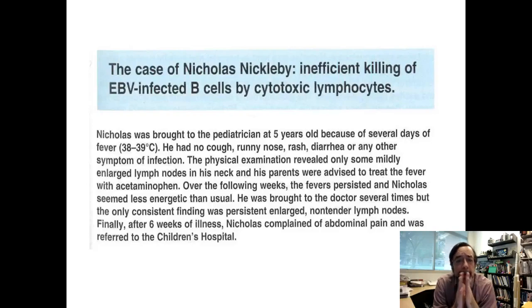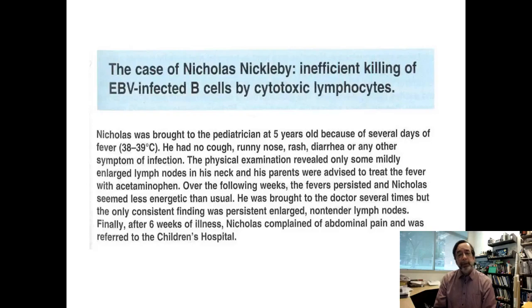So here's the case. 5-year-old Nicholas was brought after several days of high fever, no cough, no runny nose, no rash, no diarrhea, no other symptom of infection, just a fever. On physical examination, he had mildly enlarged lymph nodes in his neck, and they were advised to treat the fever with acetaminophen. But the fever persisted, and he seemed less energetic. Something is wrong. The parents know something's wrong. So he's brought to the doctor several times, and the only thing that they kept finding was that the lymph nodes were large. They weren't even tender.